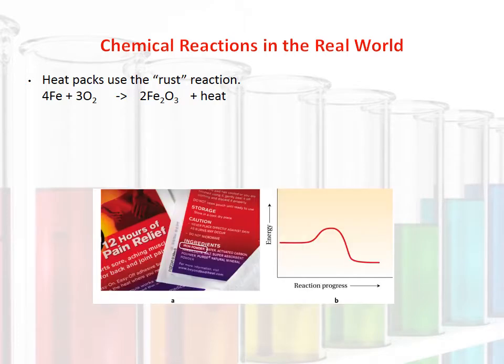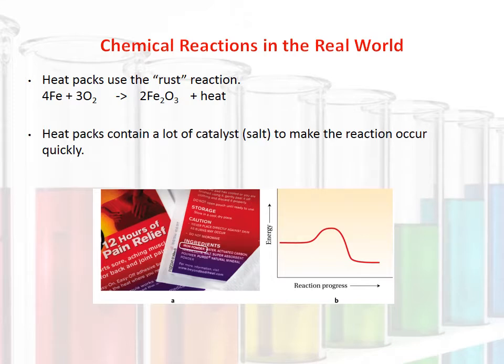Now heat packs, shown here, actually have a fairly low energy hill. The activation energy is lowered because they contain a lot of salt. And as we saw before, salt is a catalyst for this rust reaction. So when there's plenty of catalyst present, it's going to make the reaction go fast, and that heat is going to be generated rapidly, which is why when you shake those heat packs, they very quickly start pumping out heat. So there's just a real live example of an exothermic reaction, and the use of catalyst to make this reaction occur quicker.